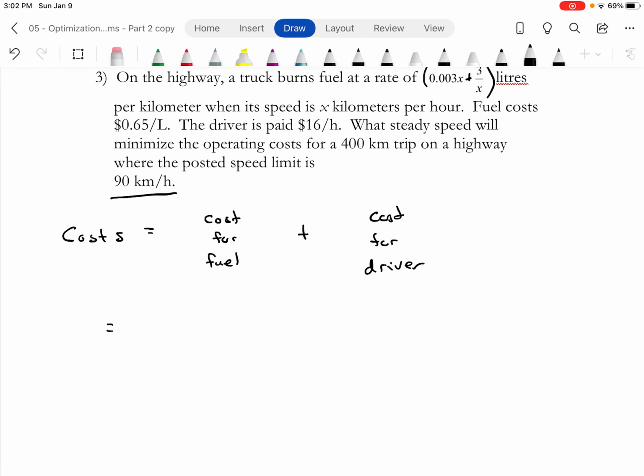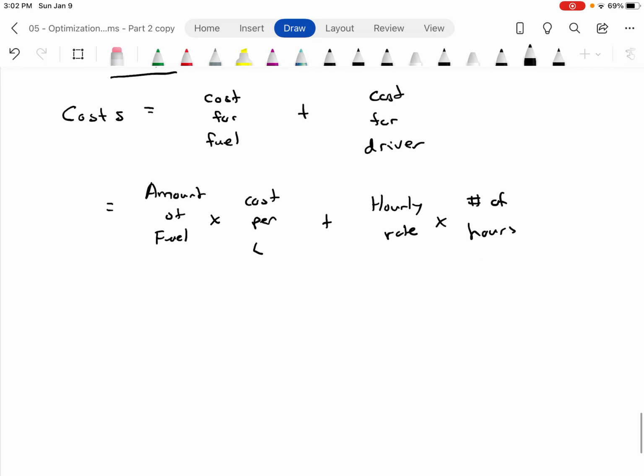And so to get cost of fuel, we need the amount of fuel times the cost per liter. That's going to be how we're going to get our cost for our fuel. And then the cost for the driver, we're going to do hourly rate times number of hours. Seems pretty simple. And I'm trying to do these word equations one little step at a time so each step doesn't seem too difficult.